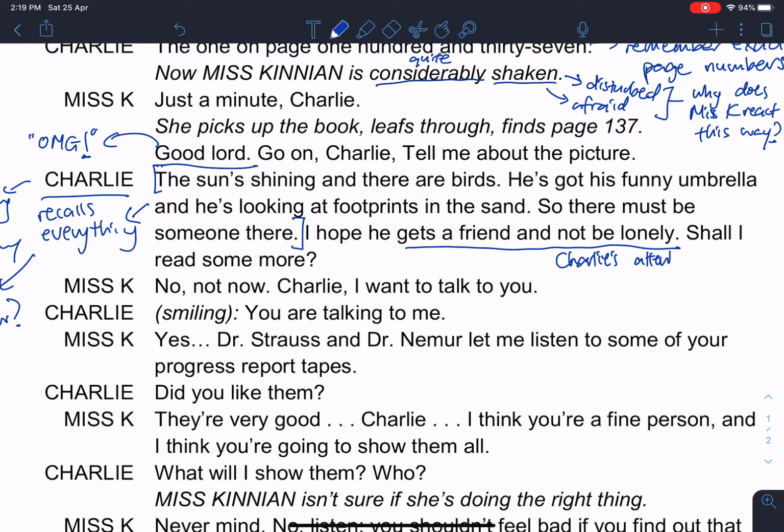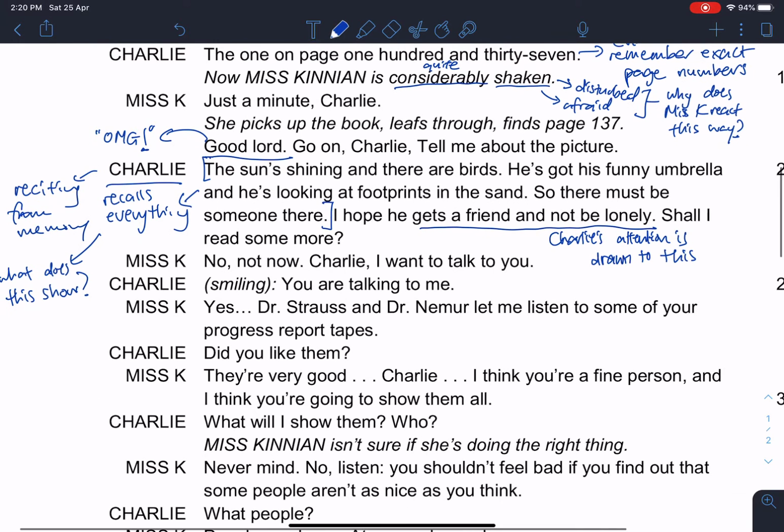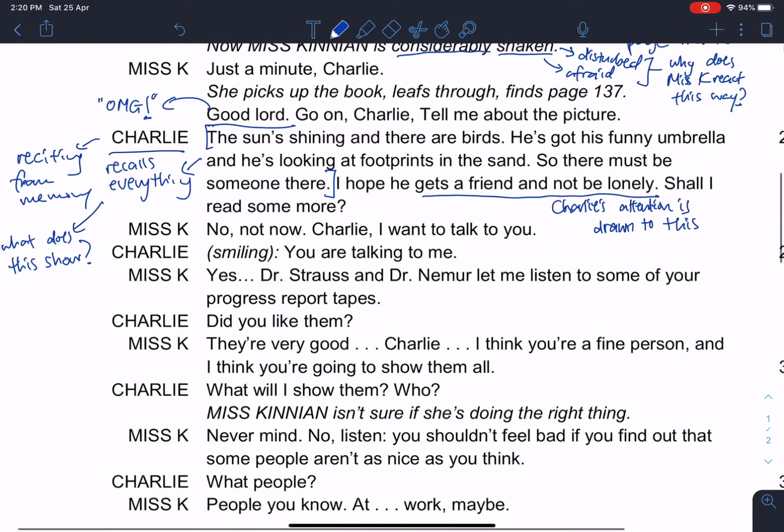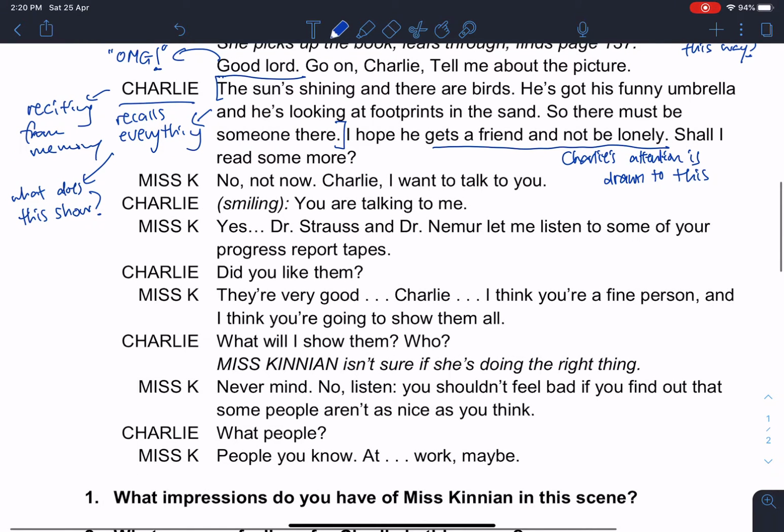Charlie's attention is drawn to this, even though this is not what Robinson Crusoe is about. Robinson Crusoe at this point, the footprints are actually supposed to be a cannibal's, okay? So Miss Kinnan says, not now, Charlie, I want to talk to you.